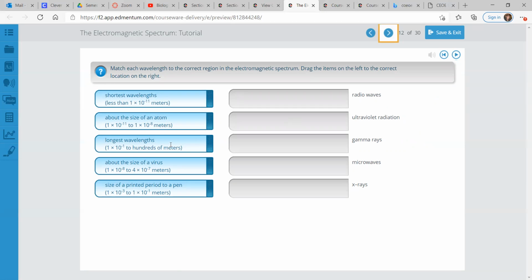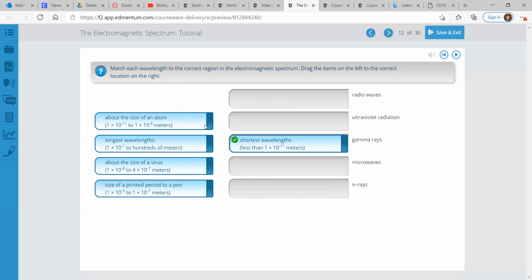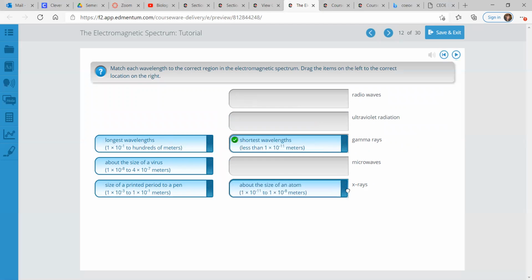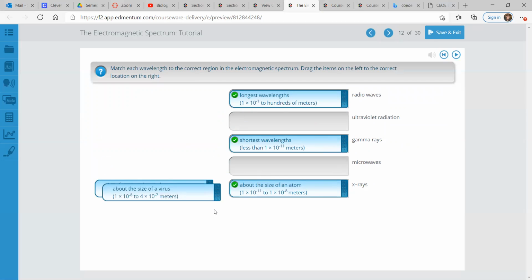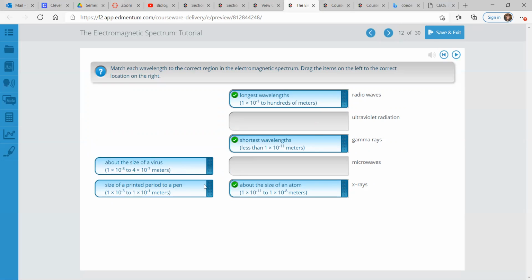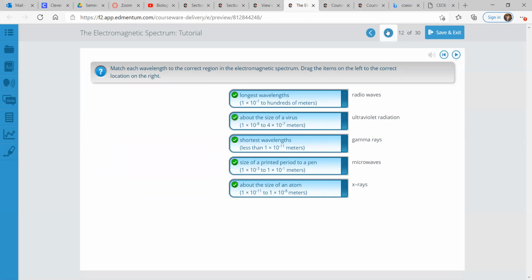Match each wavelength to the correct region in the electromagnetic spectrum. Drag the items on the left to the correct location on the right. All right, so we're testing our knowledge here. Radio waves. Okay, gamma rays, we know, have the shortest wavelength. We know that X-rays are small, so that's about the size of an atom. We know radio waves are the longest wavelength. Microwaves are about the size of a period or the size of a pen. And then lastly, we have ultraviolet radiation, about the size of a virus.